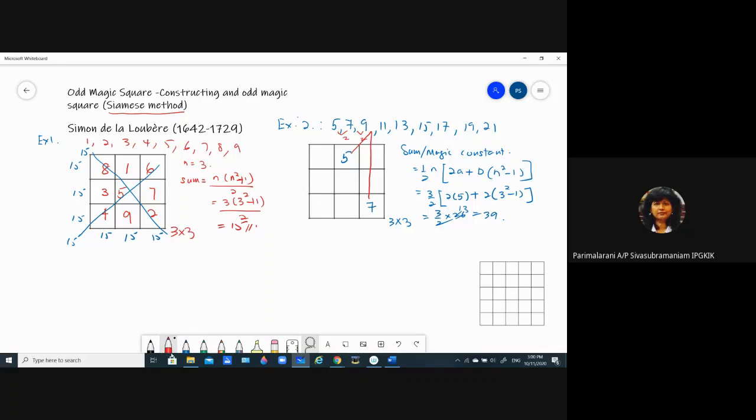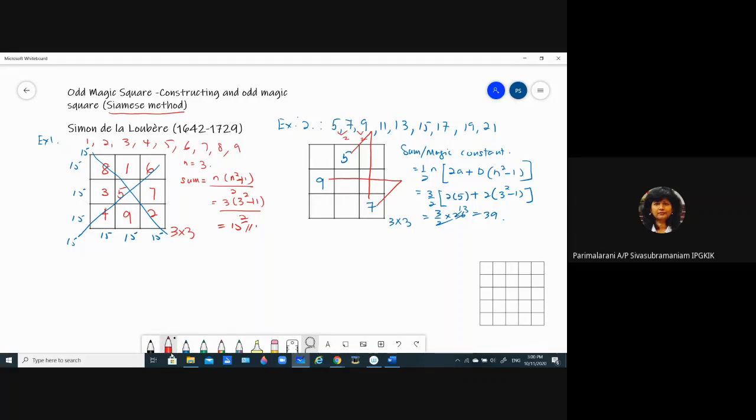Okay, and then from 7, we are going to move diagonally up to the right. There's nothing here. We are out of the box. So we move to the end of the row or column. In this case, row. Move to the end of this row. The next number we're going to put there is 9.